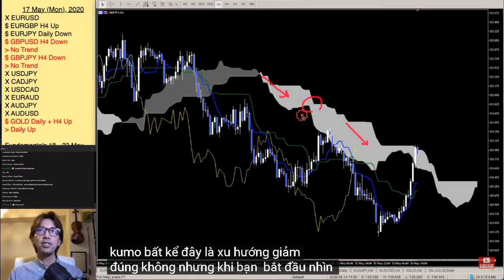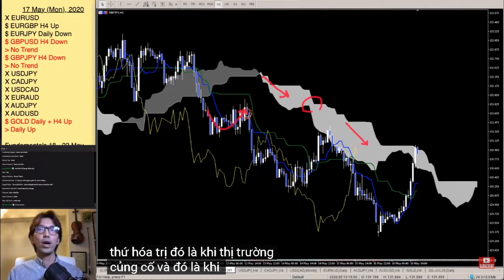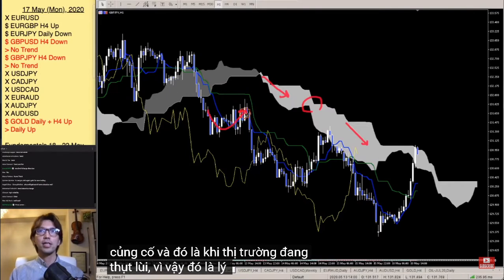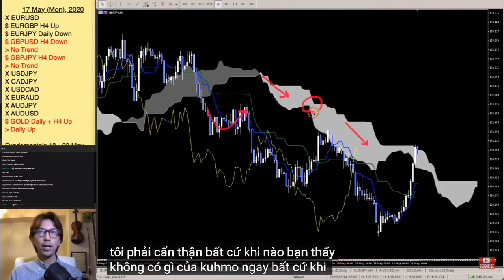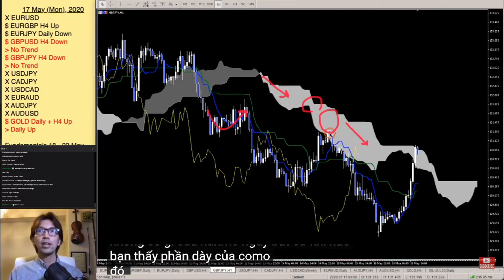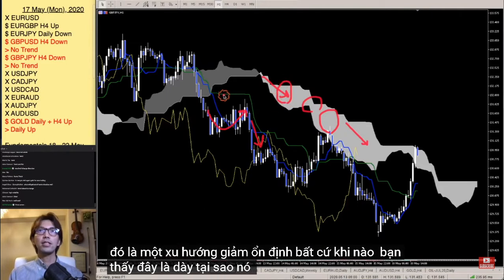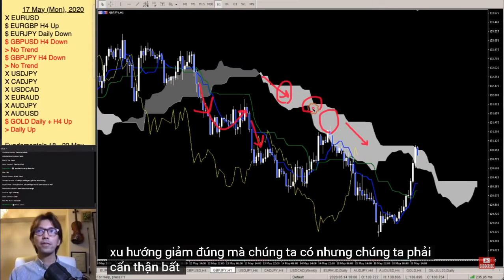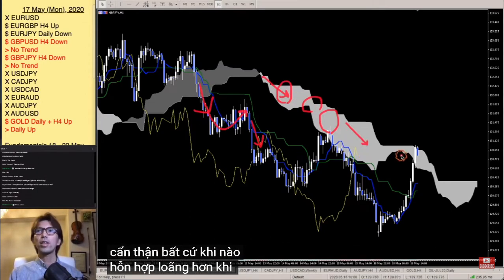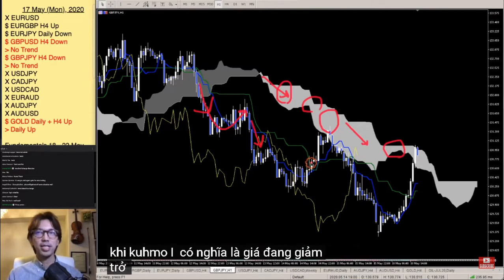When you see this kind of formation in Kumo, no matter what, this is a downtrend, right? But when you start to see the thin Kumo, that's when the market consolidates, and that's when the market is retracing backwards. So we have to be careful whenever we see the thin part of the Kumo, right? Whenever we see the thick part of the Kumo, that's a stable downtrend. Whenever you see this is thick, it's the downtrend. We have to be careful whenever the Kumo gets thinner, because that's when the price is retracing backwards this way.